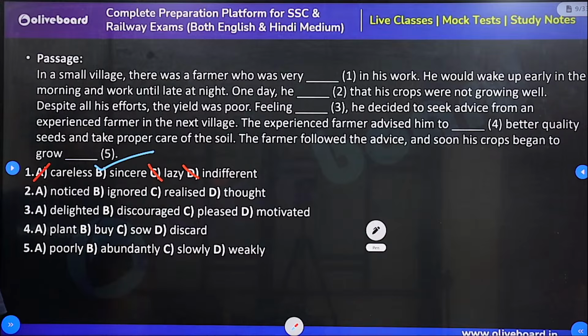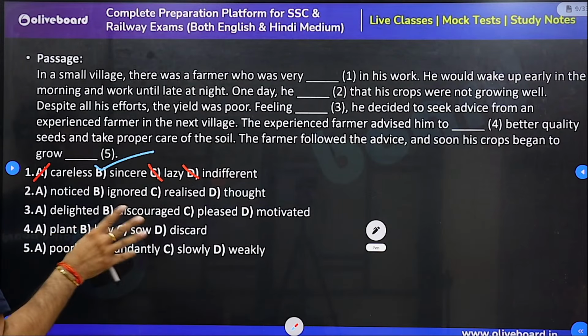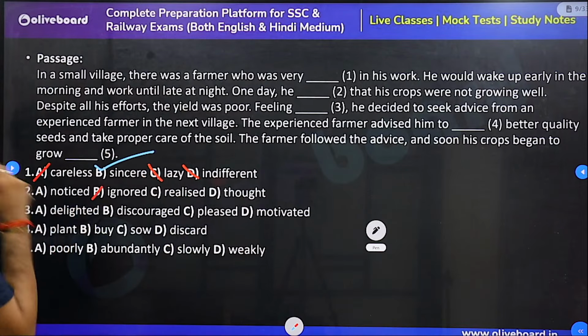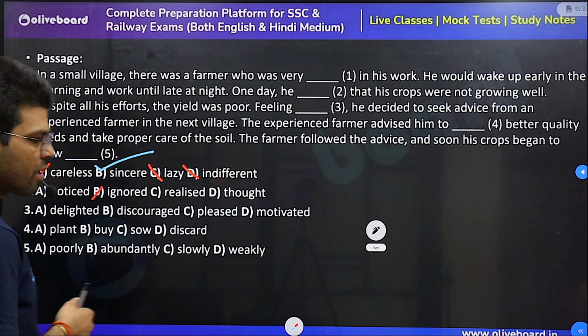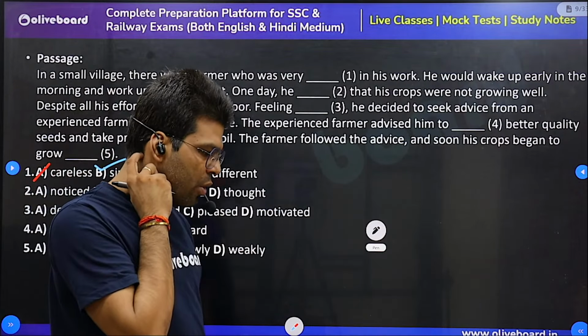One day he noticed that his crops were not growing well. He ignored it, but one day he did notice. So how would he ignore? If he had ignored it, we wouldn't be writing such a sentence. Realize something. That day I shouted at him. I shouldn't have shouted at him.